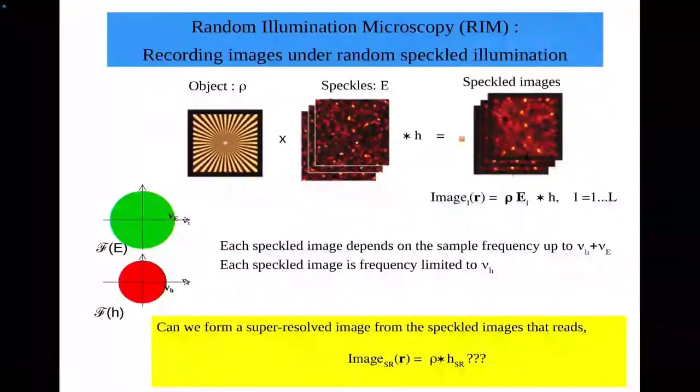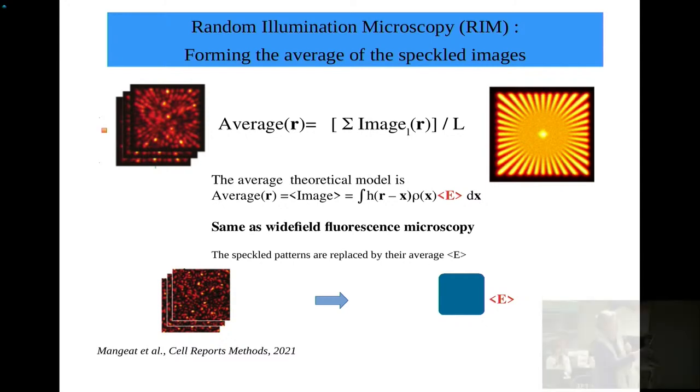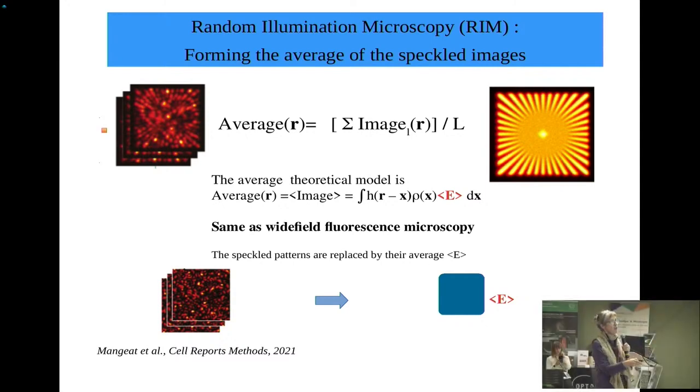So we are going to play on the statistics of those speckled images. The first thing we can do is the average. We can sum those low-resolution images. So it's the sum of the images. And if we model this, when you sum the images, it is as if you were summing the speckled illumination. The speckle is homogeneous, and in the end, you have the average of your speckled image, which can be written as your fluorescence density convolved with the point spread function times the average of the field.